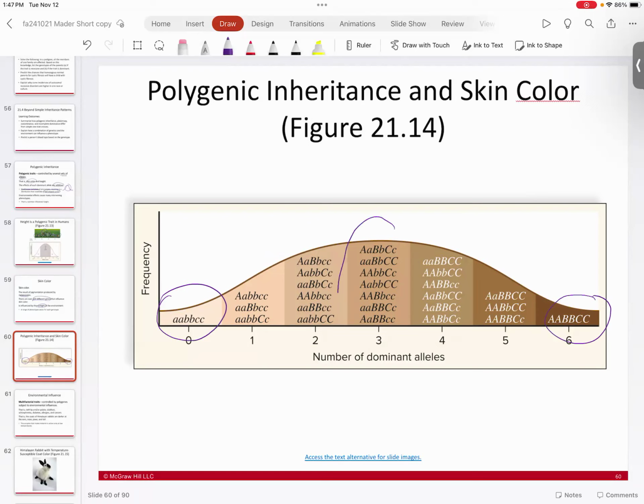So for instance, you can see the majority of people are going to be somewhere in between with an even mix of light and dark alleles. And some of them may have a few more light alleles. Some of them may have a few more dark alleles, but for the most part, the overwhelming majority are going to be somewhere in the middle.